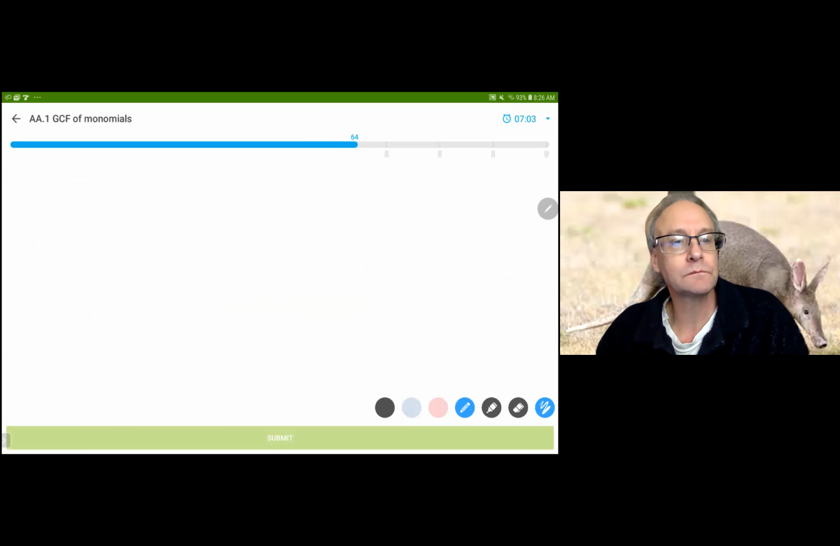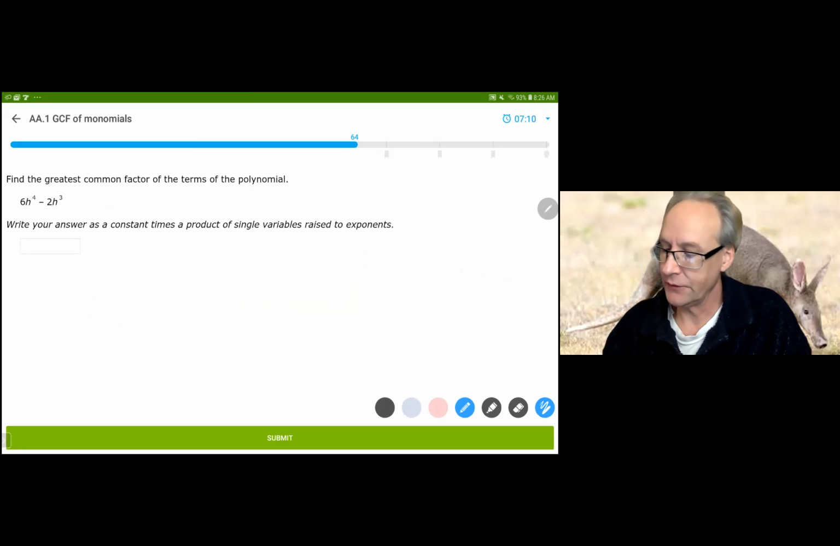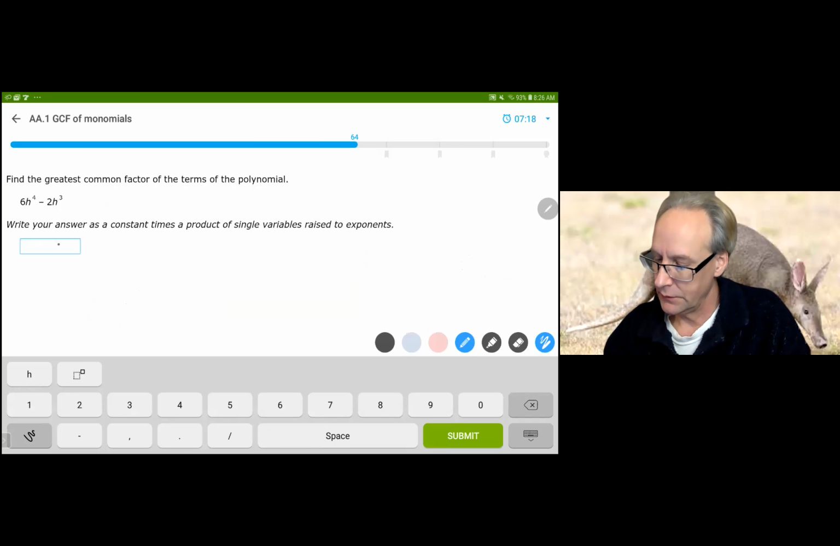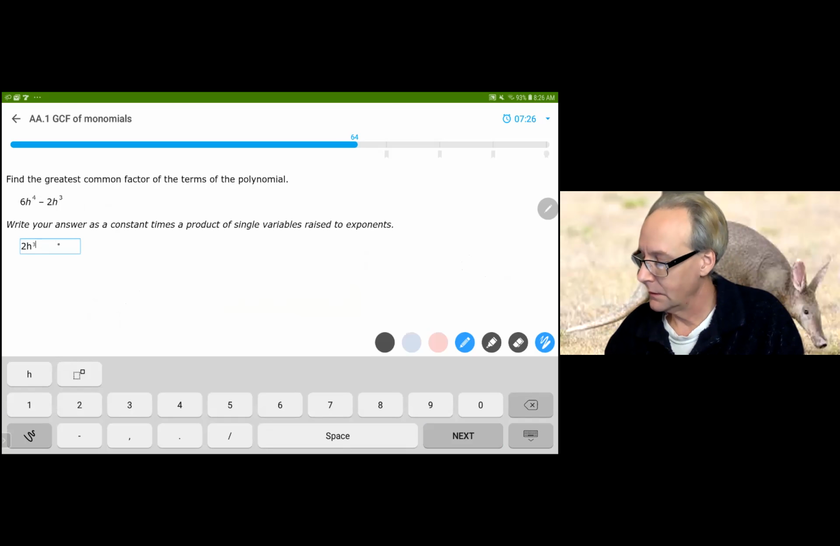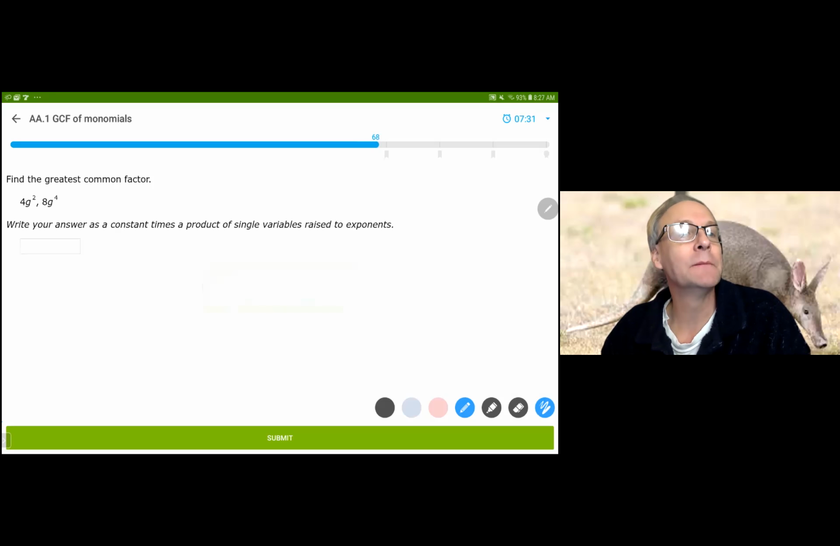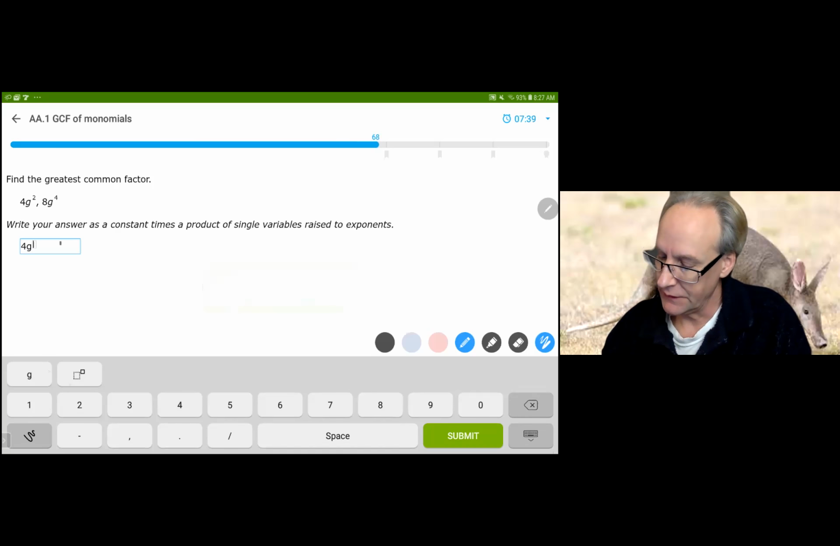All right. Let's see. Okay, and this time they want 2h to the third. We want to find out 2 goes into both the 6 and the 2, and the h cubed is the smallest exponent. So 2h cubed. Notice that that does divide evenly into both. I won't get into more than what you want. I know you guys want to get through it. Okay, so this time we're looking at 4 goes into both and g squared goes into both. So it's 4g squared.